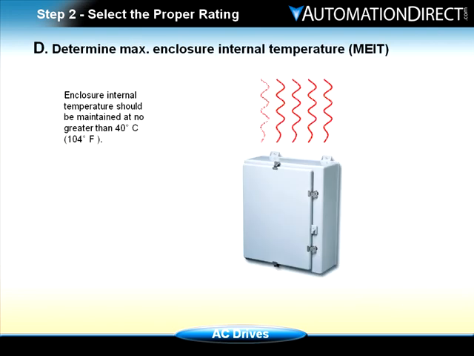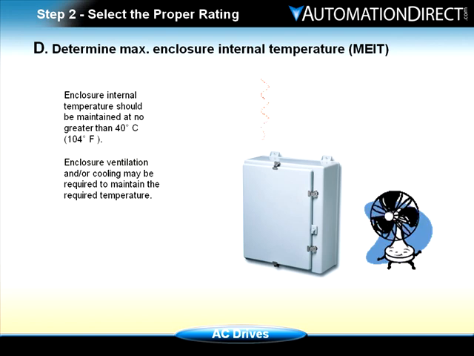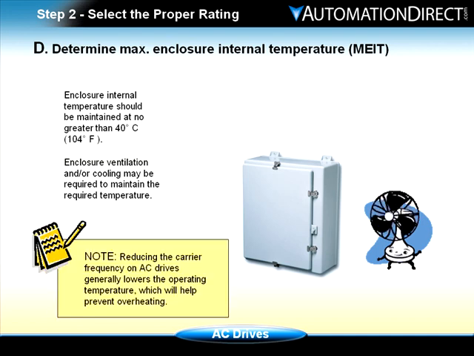AC drives generate a significant amount of heat and will cause the internal temperature of an enclosure to exceed the rating of the AC drive, even when the ambient temperature is less than 40 degrees Celsius. Enclosure ventilation and/or cooling may be required to maintain a maximum internal temperature of 40 degrees Celsius or less. Ambient temperature measurements and calculations should be made for the maximum expected temperature. Reducing the carrier frequency on AC drives generally lowers the operating temperature, which will help prevent overheating.